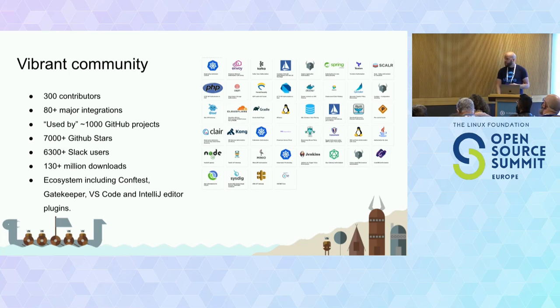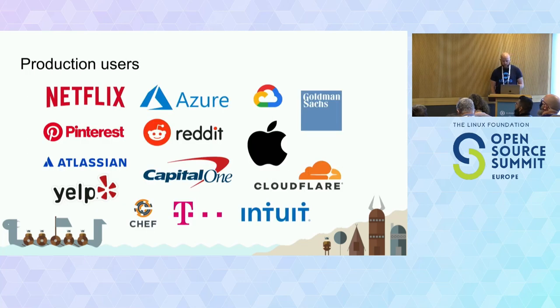So OPA itself is kind of the core project. Well, the ecosystem also includes things like conftest for running policies on files, OPA Gatekeeper for Kubernetes admission control, and there are editor integrations for VS Code, IntelliJ, and so on. But of course, OPA is not just a hobbyist open source project, it's actually used by some of the largest organizations in the world.